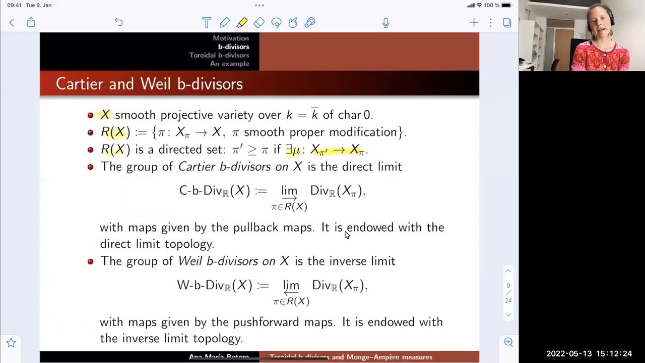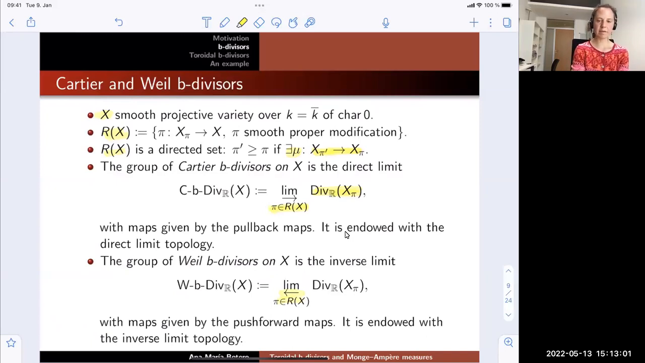And then you define the group of Cartier b-divisors as the direct limit over all such modifications of divisors with real coefficients on your modifications, with maps given by the pullback map of divisors. And you endow this with the direct limit topology. And then the group of wild b-divisors on X is the inverse limit over all such modifications with maps given by the push forward maps. And you endow the space with the inverse limit topology.